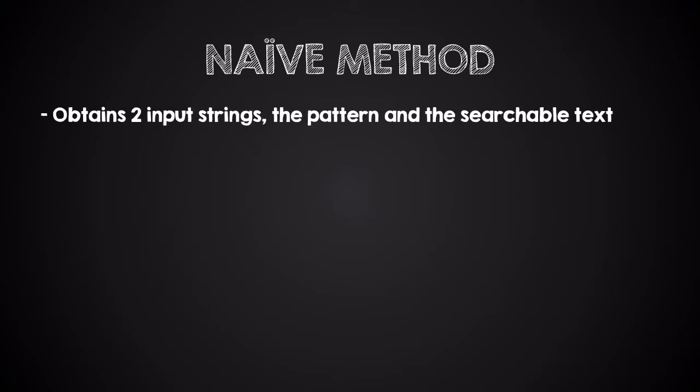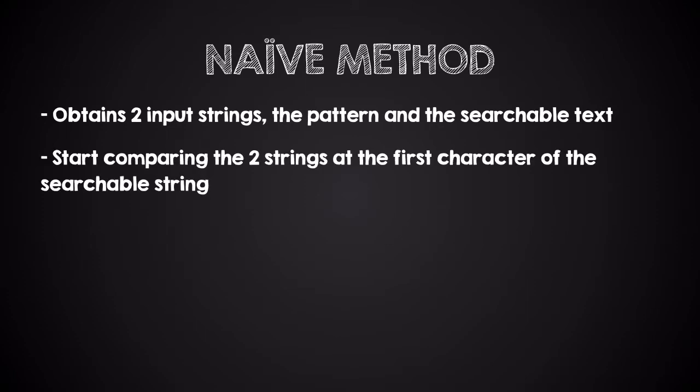The first algorithm I'm going to show you is called the naive method. This method is a very simple method, but it still takes a very long time to process. The naive method works as follows. It takes in two input strings, the pattern and the searchable text, and begins to compare the two strings at the first character of each, moving along character by character, checking each letter against the other.